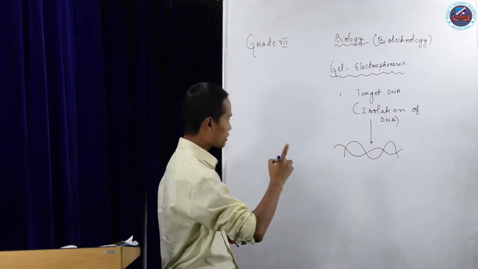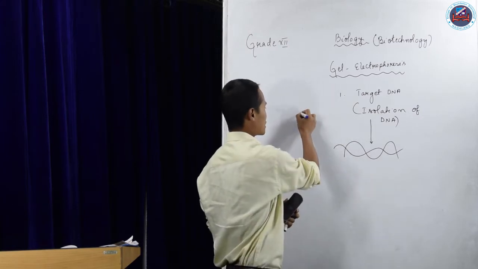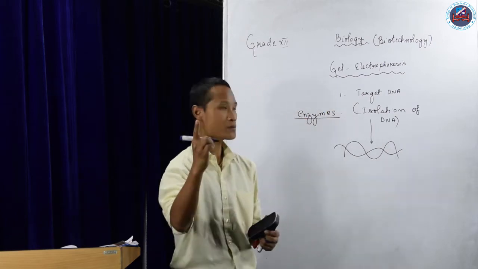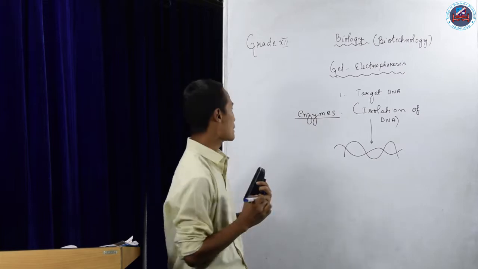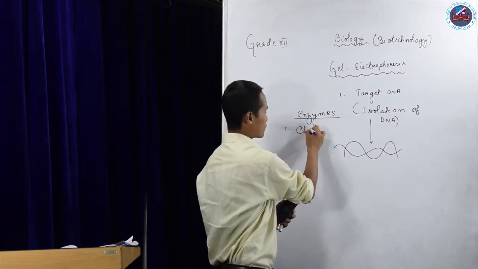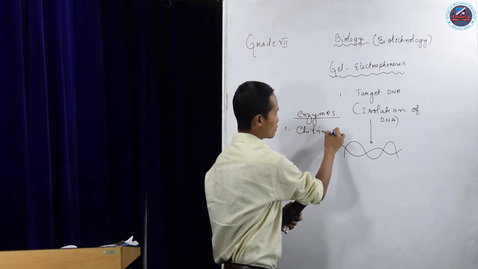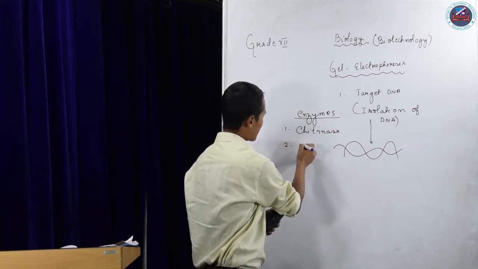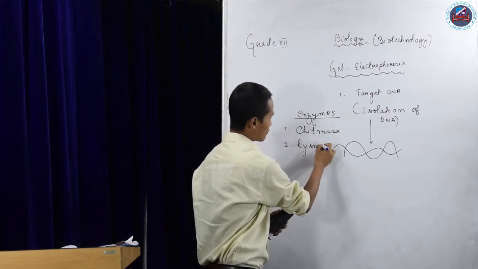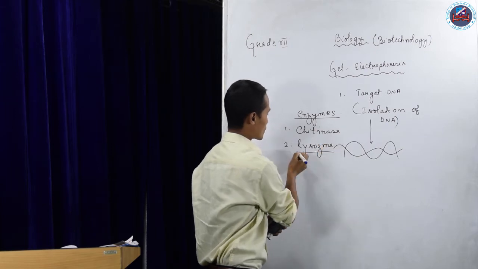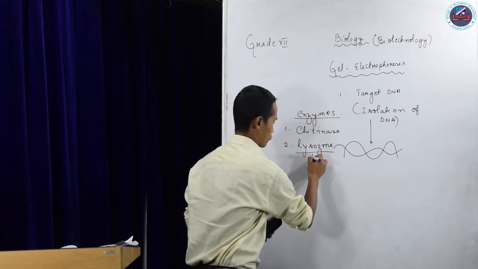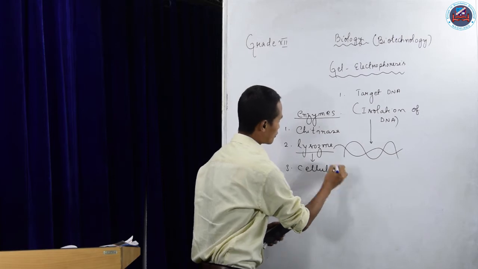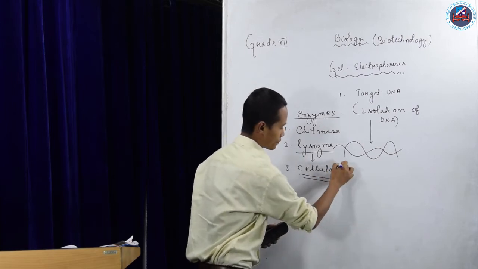As I said, for isolation you need enzymes, right? Last class I already told you that we need enzymes to break the cell wall. For example, chitinase in the case of fungi, lysozyme for the case of bacteria, and cellulase, which is the enzyme for plants.